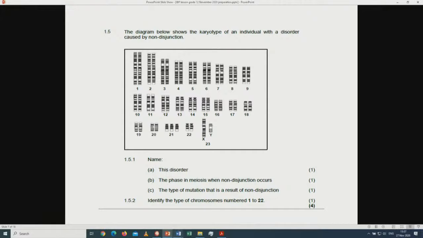The type of mutation that results in non-disjunction is a chromosomal aberration or chromosomal mutation. And identify the type of chromosome numbered 1 to 22. We know that chromosomes 1 to 22 are termed autosomes, and chromosome pair 23 are termed gonosomes.